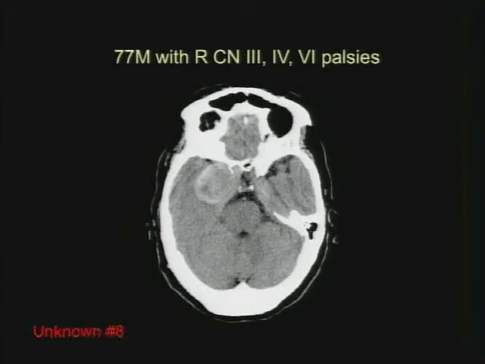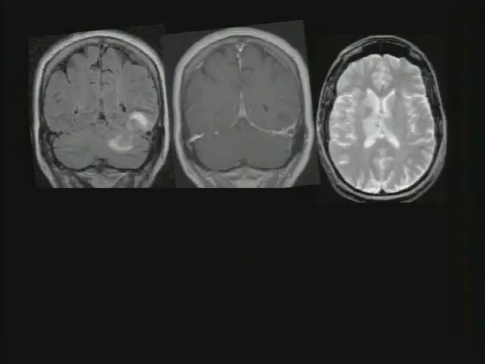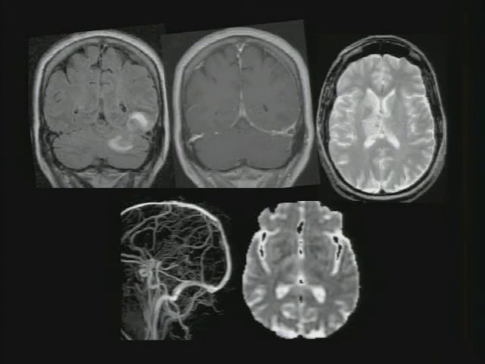This is a 77-year-old that comes in with multiple cranial nerve palsies, third, fourth, and sixth. So this is a 56-year-old with a headache and word-finding difficulty. So this is a non-contrast CT. And this is the MRI in that patient. And this is a diagnosis that's often overlooked and often not thought about. Here's the MRV in that patient and the ADC map.